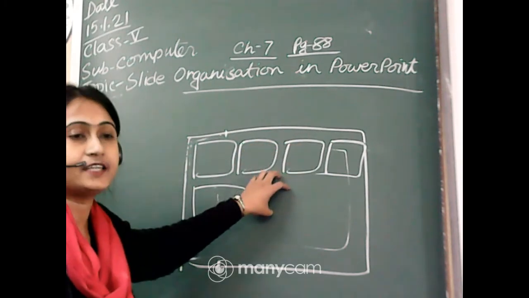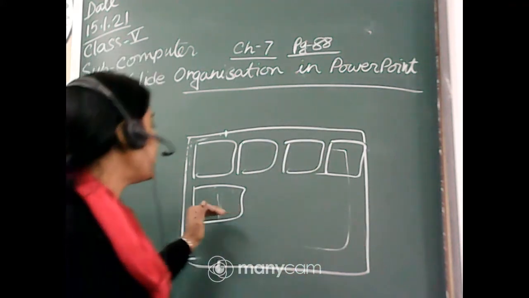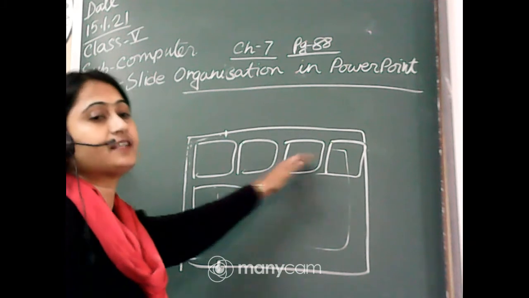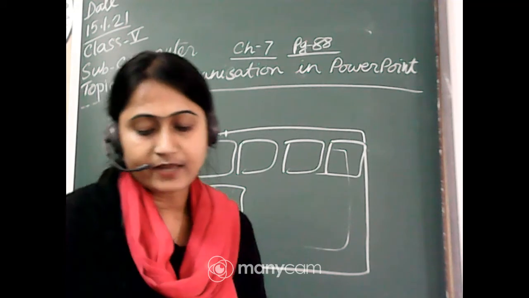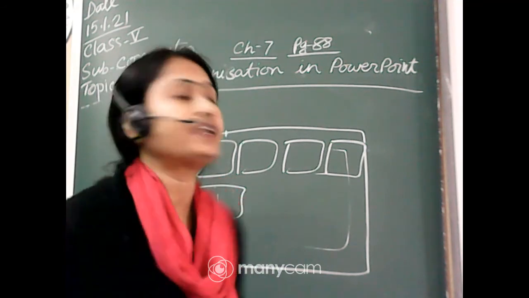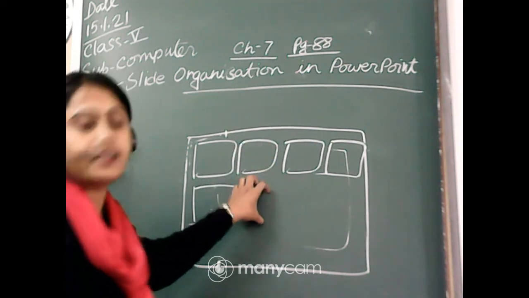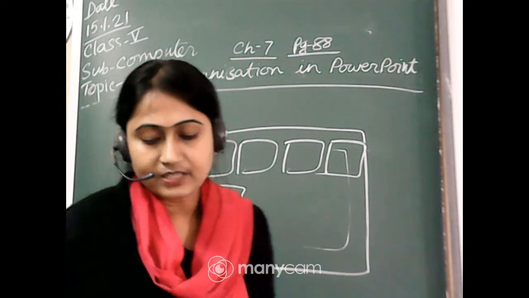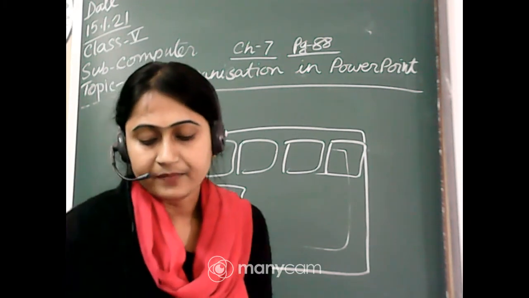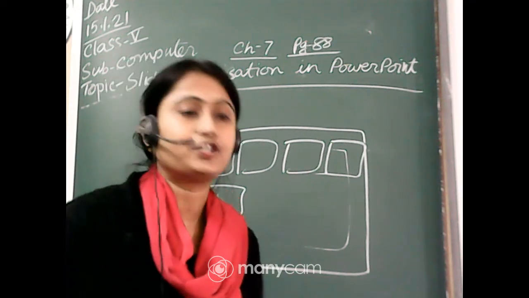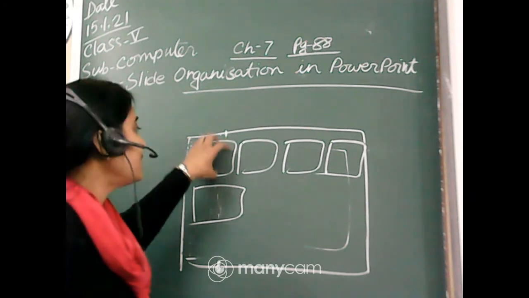In the slide sorter view you can arrange the slides. Suppose you want to put the first slide in the third place and the third one in the first place, you can arrange it. In this view you can change the order of the slides, insert a new slide, and delete a slide. You can make these changes in slide sorter view, and you can also set the timing for the slideshow.